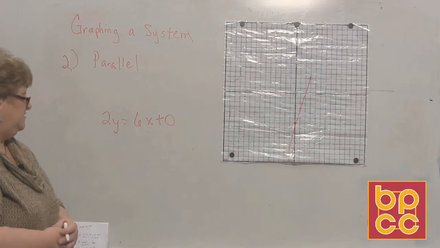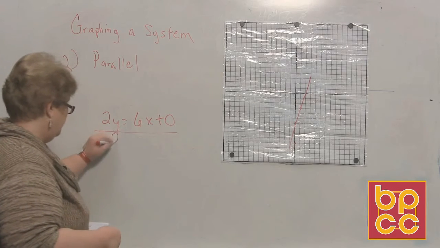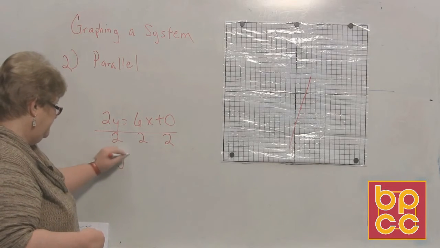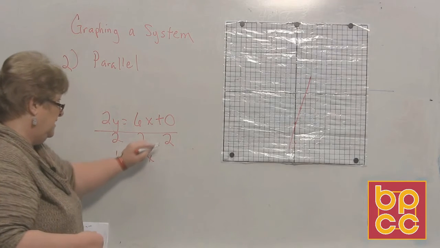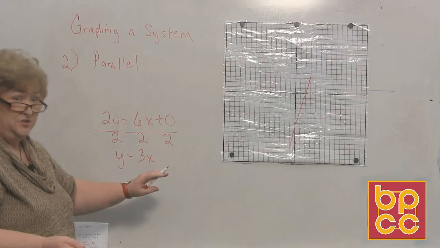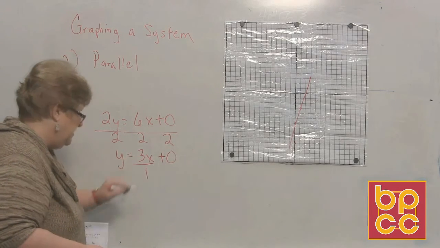But I do need to divide by 2. Okay, so I'll divide everything by 2. 2 into 2 is y. 6 divided by 2 is 3x. And 0 divided by 2 is not 2. It is 0. Okay, and I'm going to put a 1 underneath there.